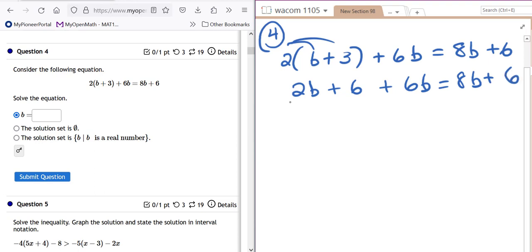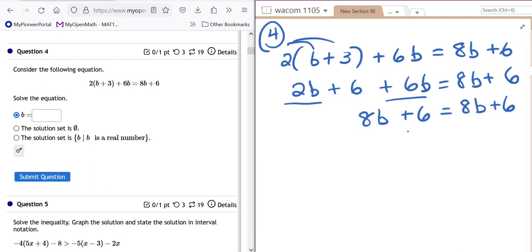Okay. On the left-hand side, put your like terms together. 2b plus 6b is 8b plus 6, and 8b plus 6. Right? As you get a little more experienced, you realize those are exactly the same. That is called the identity, and everything is going to make that true. Any number that you put into b will make it true because the sides are the same. So it's going to be this choice down here where b is a real number.